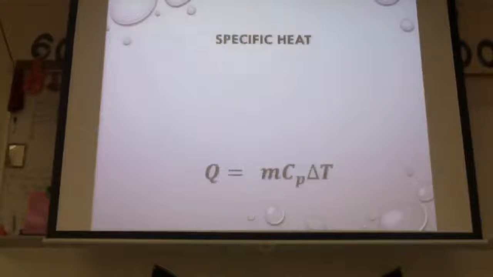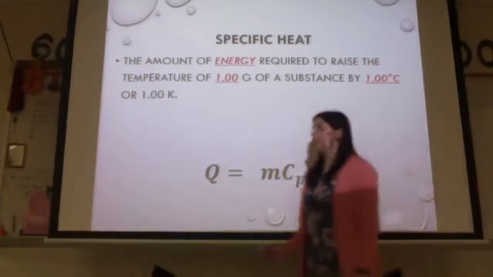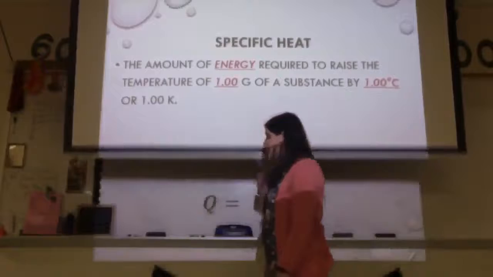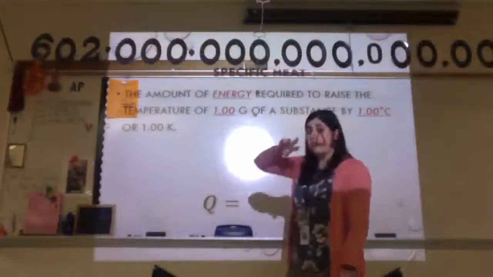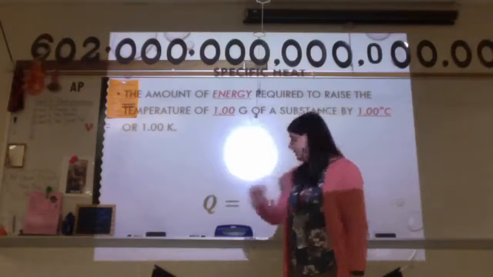So, specific heat uses a different formula. I'm going to explain this in a second, but first, specific heat. It is the amount of energy required to raise the temperature of 1 gram of a substance by 1 degree Celsius. I also say that it's 1 degree Kelvin, and the reason why is because this is a difference in temperature. The difference between 1 degree Celsius and 1 degree Kelvin is the same.